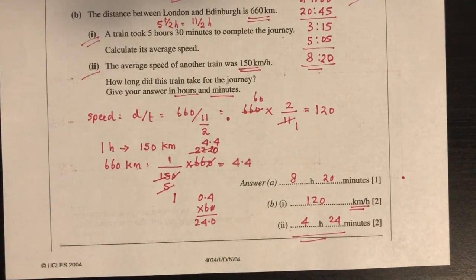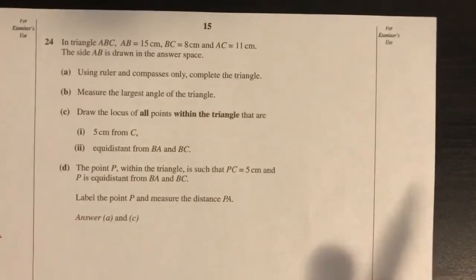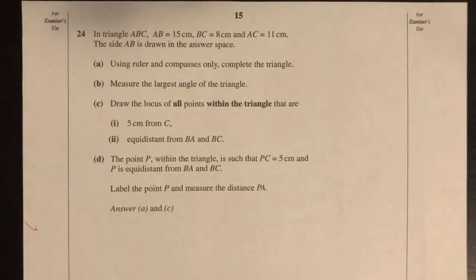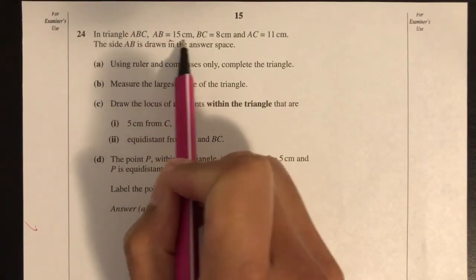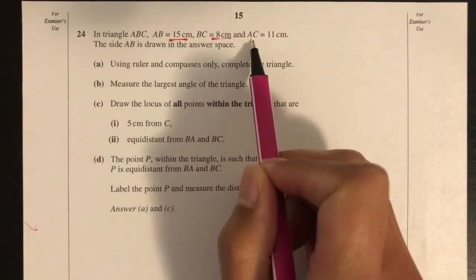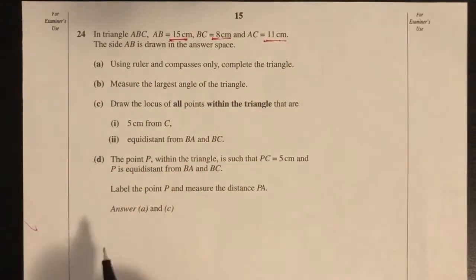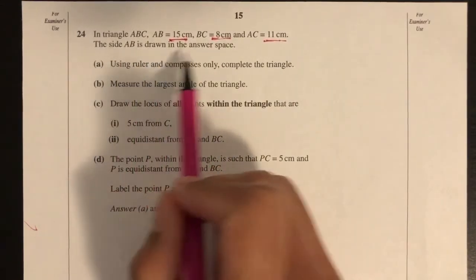Now let's move on to the next question. Question number 24, this one will be a locus question. So in the triangle ABC, we have AB equal to 15. We have BC equal to 8 and AC equal to 11. Those are the three sides of a triangle. The side AB has been drawn for you in the answer space.